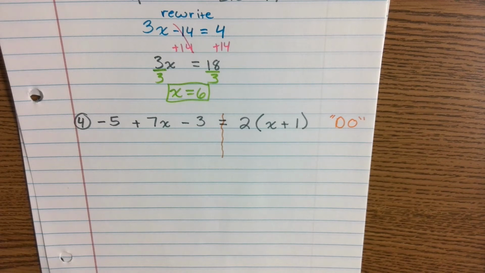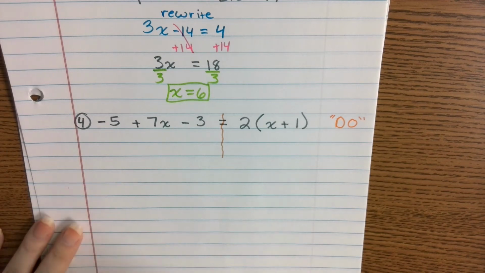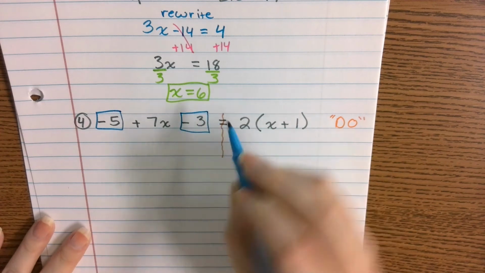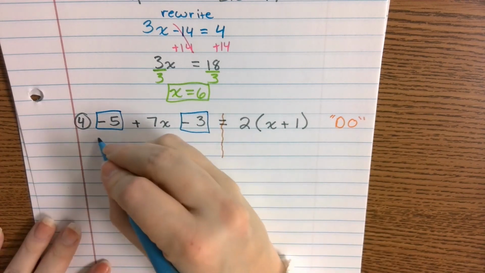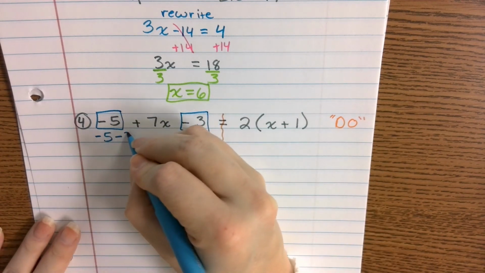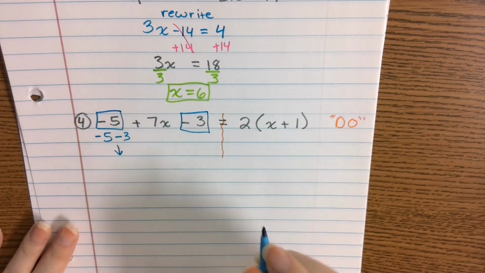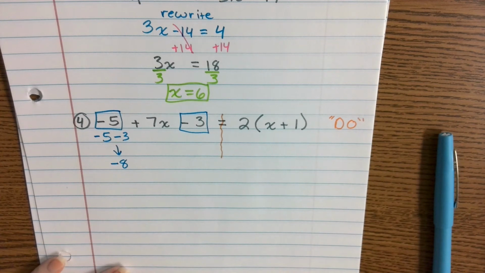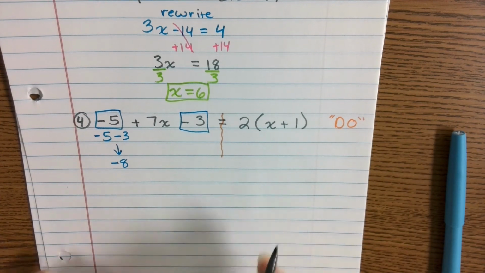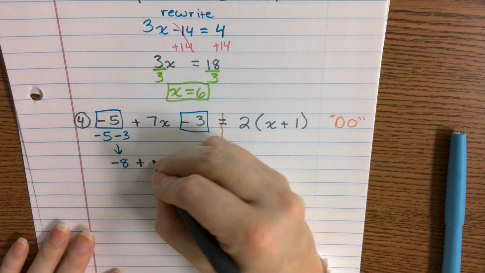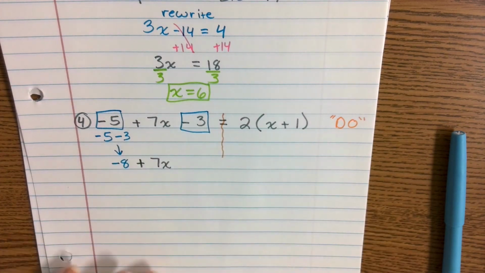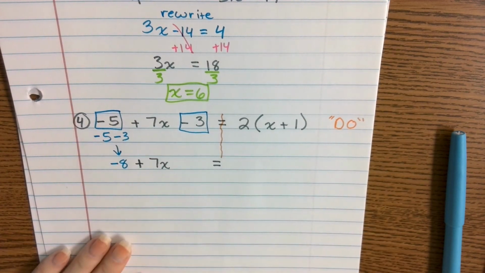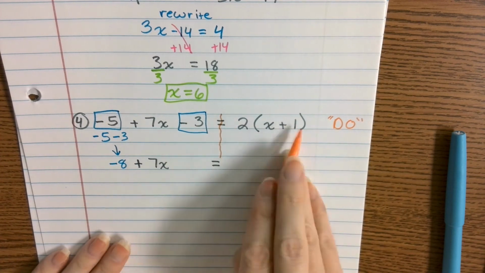Mylin? Good. Negative 5, subtract the 3, or, a negative 3 here. So negative 5 minus 3, that's going to come out to a negative 8. Now, that positive 7x is still going to come down as positive 7x. Equals. Okay, on this side, what are we going to do?